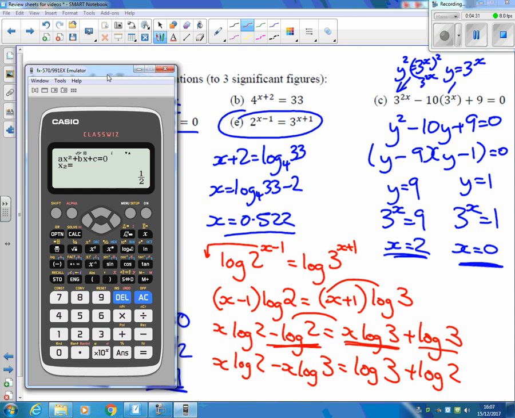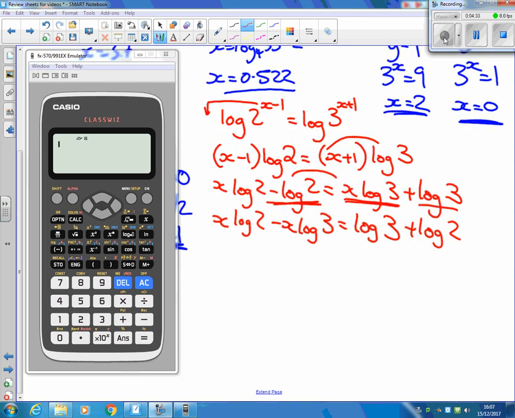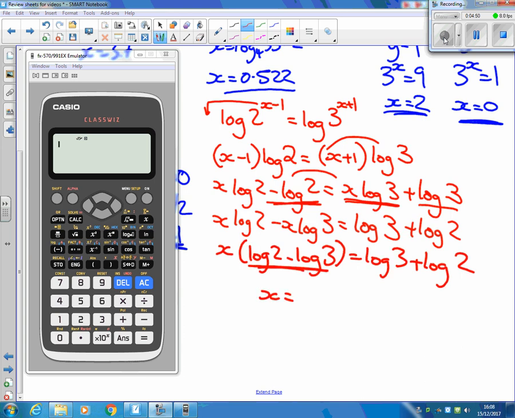Now I need more room. So just quickly move the screen up. Keep going here, I'm going to factorize out the x. And one more line to go. We're nearly there. The last line would be to divide both sides by this bit here. So x is equal to the log of 3 plus the log of 2 divided by the log of 2 minus the log of 3. That can be tapped into the calculator.